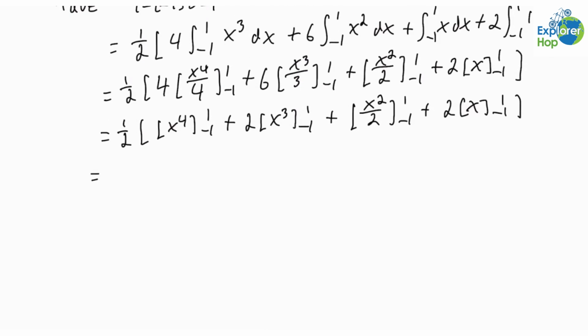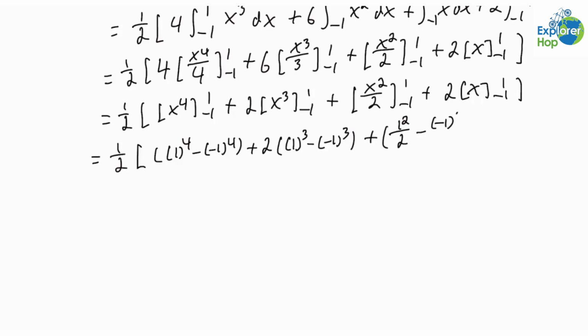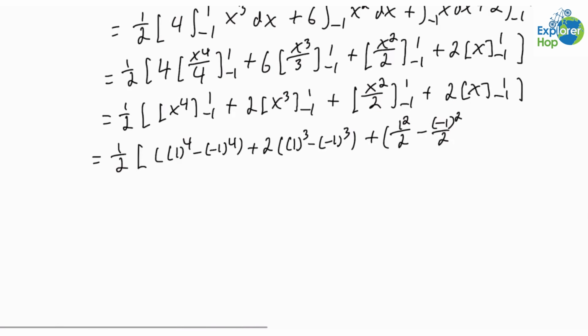And this is equal to 1/2 times 1 to the power of 4 minus -1 to the power of 4 plus 2 times 1 cubed minus -1 cubed plus 1 squared over 2 minus -1 squared over 2 plus 2 times 1 minus -1.